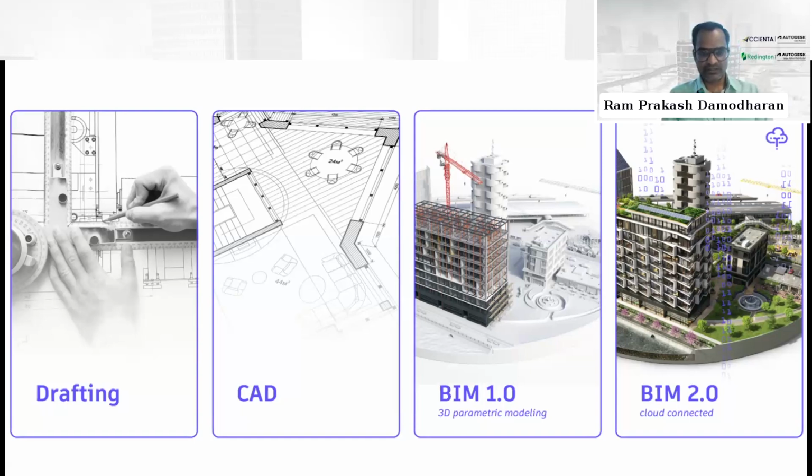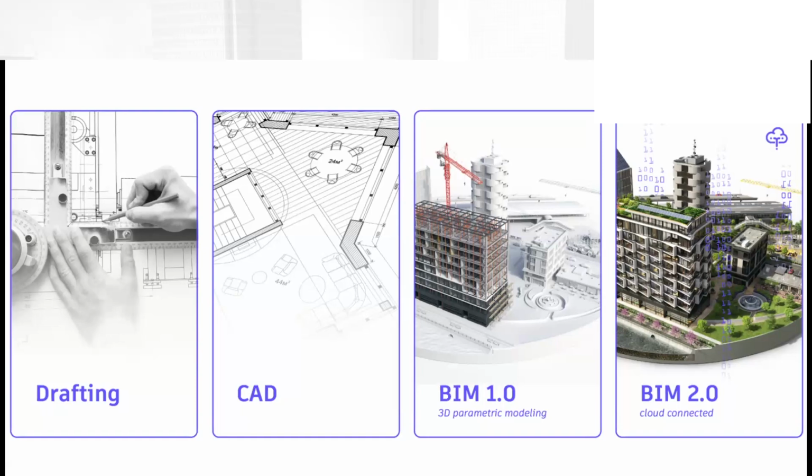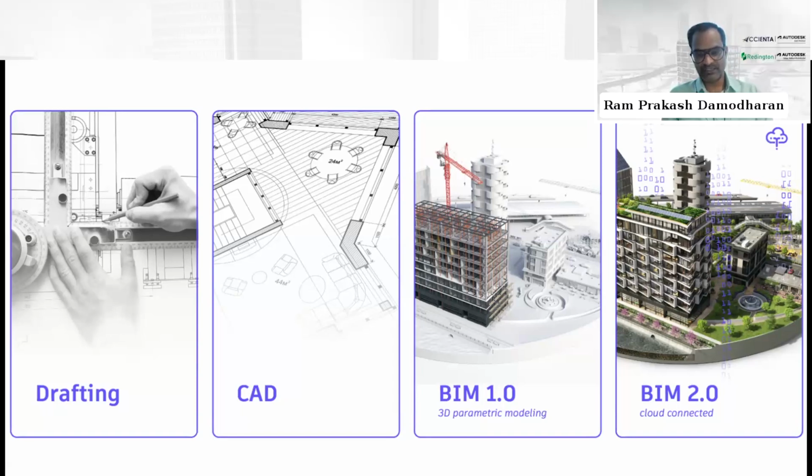There was a time when we were all into drafting, using AutoCAD or other drafting tools to make sure the drawing precision is correct. And then we started evolving those 2D drawings into 3D parametric modeling as well. And that's where we call it BIM 1.0, Building Information Modeling 1.0.